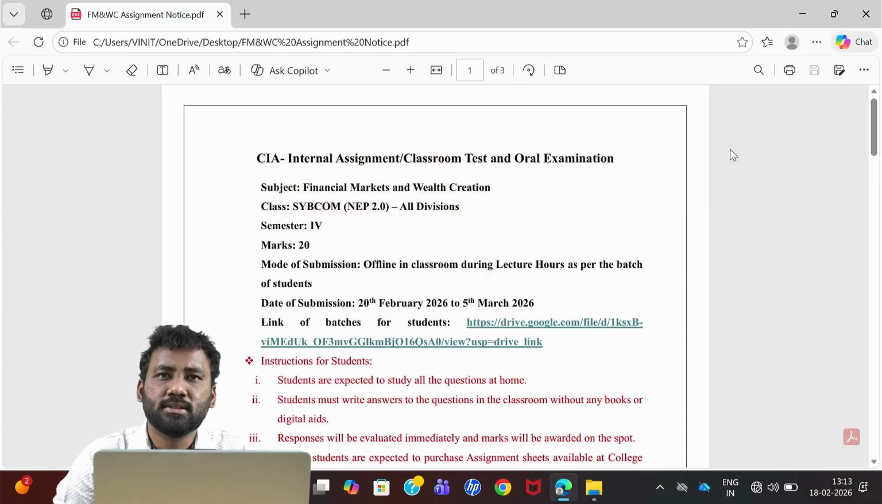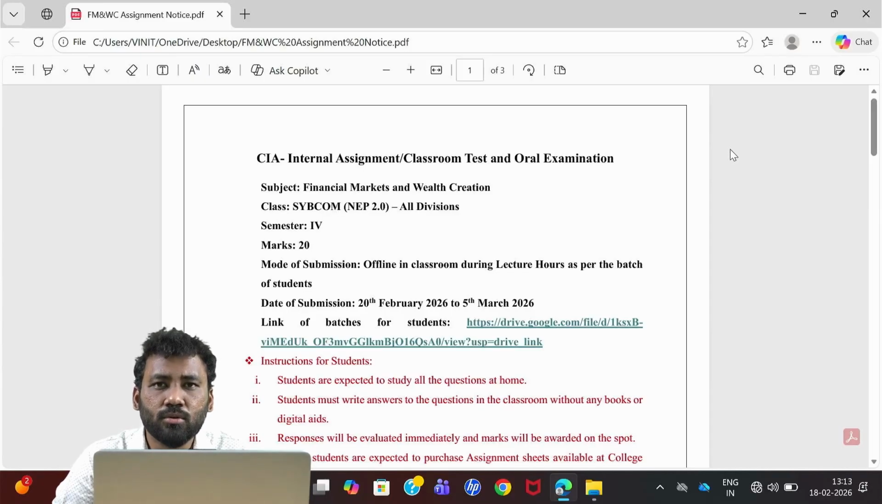As you can see on the screen, CIA, that is continuous internal assessment, will start from 20th Feb 2026 till 5th March 2026. This course consists of 2 credits because it comes under the vertical skill enhancement course, SEC. The mode of submission will be purely offline in the classroom during lecture hours as per the batch of students. The link of the batches is also given. You can simply click on that link, where each student is provided one exam date and is also allotted specific batch numbers.